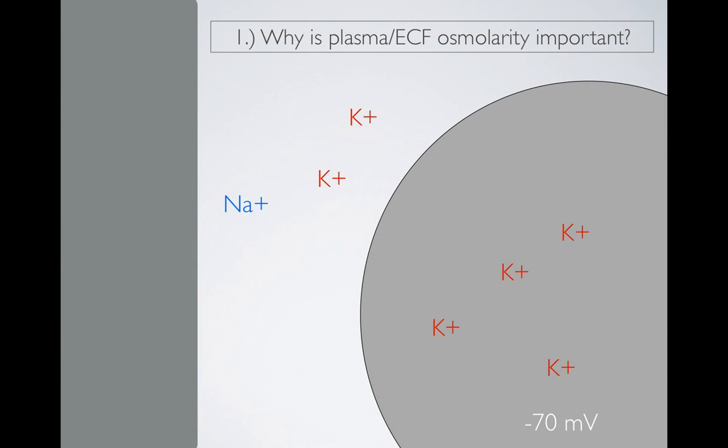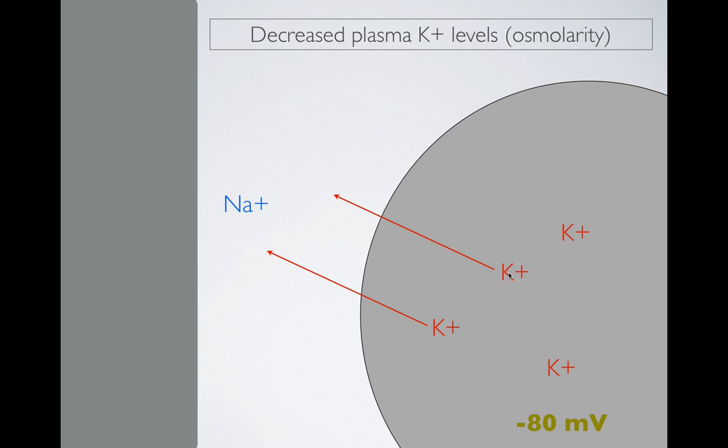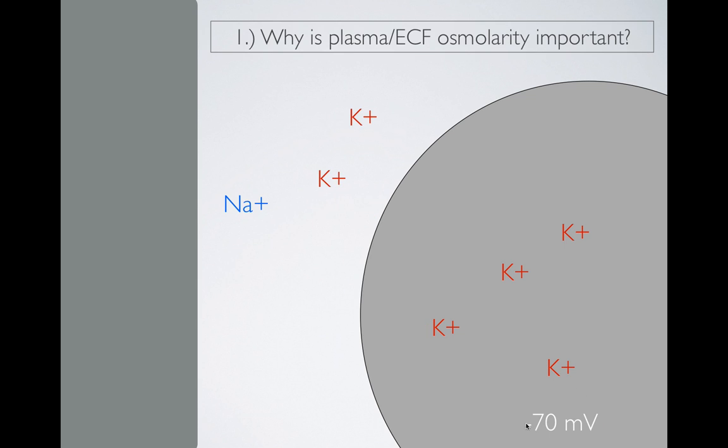So again, the reason this is so important is because if we mess with osmolarity, we mess with the proper function of these cells. So for example, if more potassium than normal starts leaving these cells, all of a sudden these cells become hyperpolarized, they become less likely to fire, they become less responsive. So properly maintaining the osmolarity allows these cells to maintain, for example, their membrane potential, their excitability, and their normal function.